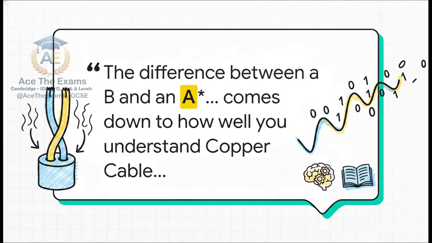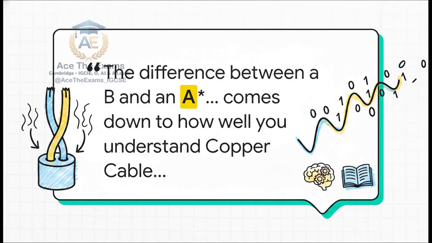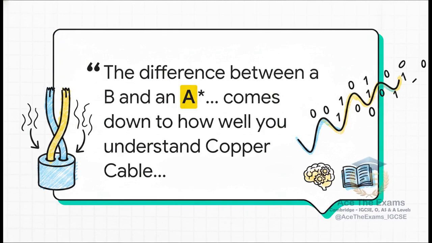Look, a B-grade candidate can tell you that copper cables are cheap and widely used, but that's just raw, rote memorization. An A-star candidate? They can explain exactly why the twisting of wire pairs in unshielded twisted pair cables cancels out electromagnetic interference through destructive interference. And they can explain how that directly impacts the maximum viable length of the cable before signal attenuation corrupts the binary payload. That level of technical depth is exactly what the Cambridge rubric is hunting for.